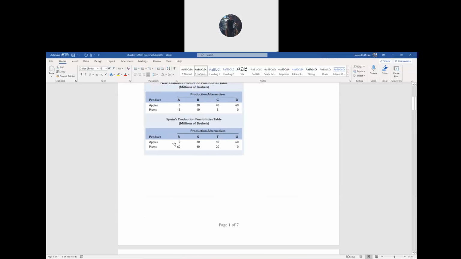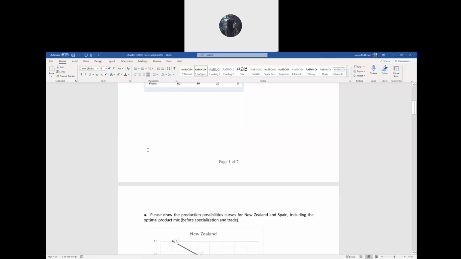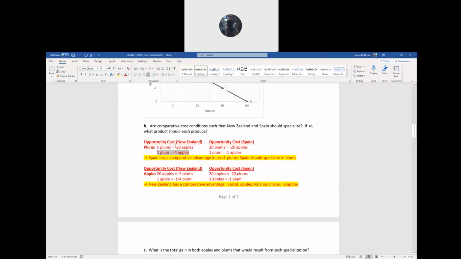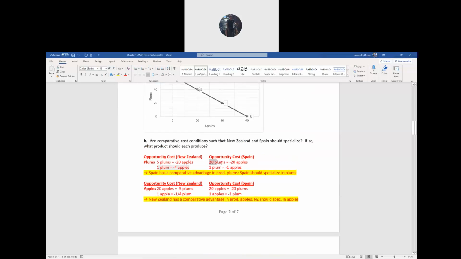Okay, you can see that they have a 1-to-1 ratio, but let's just do the whole process to make it thorough. Every time they produce 20 plums, they give up 20 apples. Plus 20 minus 20, okay? So, every time they produce 20 plums, they give up 20 apples. If you divide by 20, that means that for 1 plum, Spain gives up 1 apple.